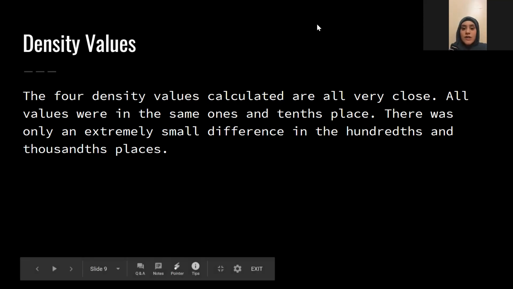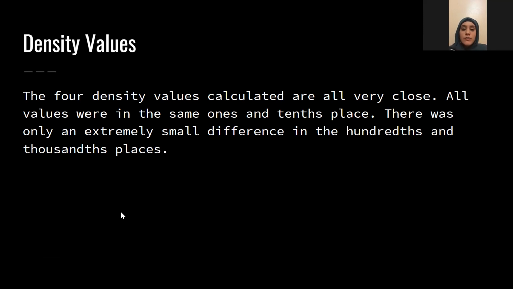The four density values calculated are all very close, and the values were small because they had the same ones and tenths place. The only difference was in the hundredths and thousandths places.